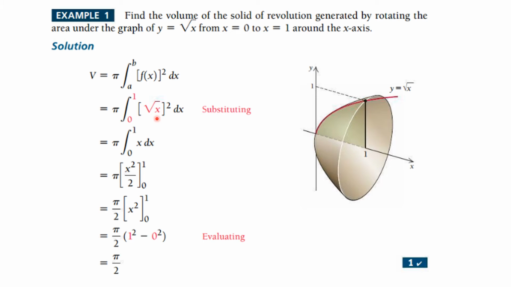So what we're going to do is, we're squaring x to the 1/2, so we get x. So we're integrating pi, the integral from 0 to 1, x dx. We add 1 to the exponent, divide by the new exponent, and use the fundamental theorem of calculus to evaluate this. We find that this volume, excuse me, not area, this volume is pi over 2. That is the exact volume.